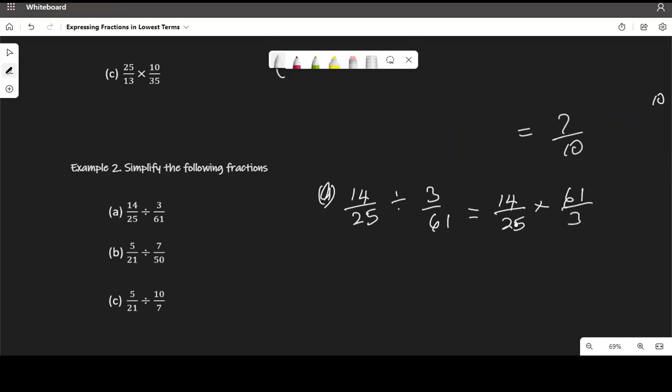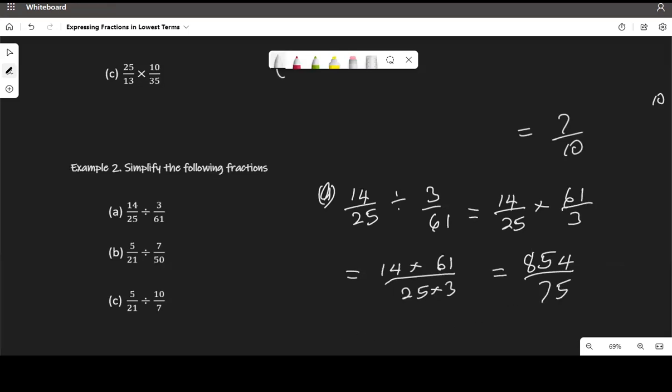Now, is there any number that divides this or this together? I don't think there's any. There's none. So 14 times 61 all over 25 times 3. Then 14 times 61, that will be 854, over 25 times 3 is 75.